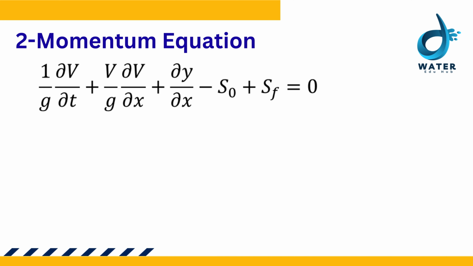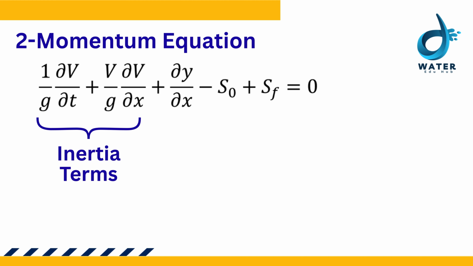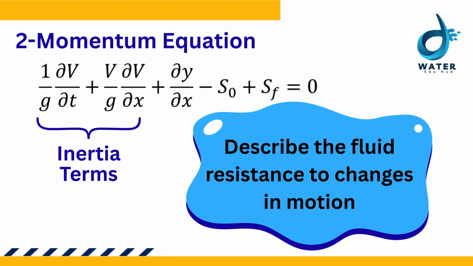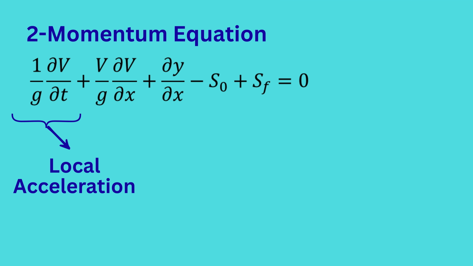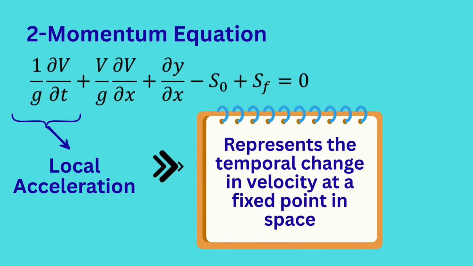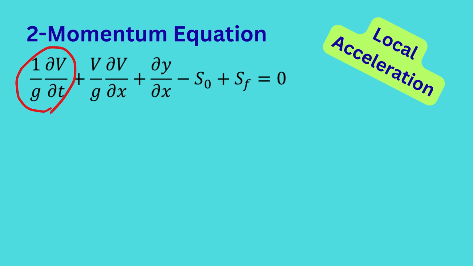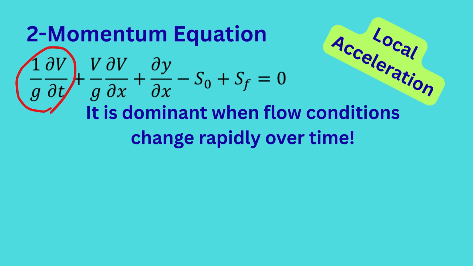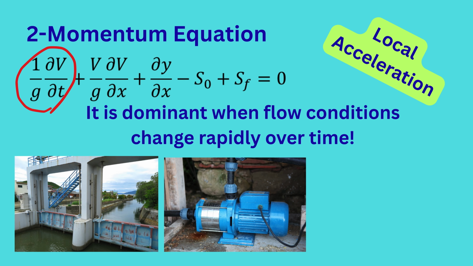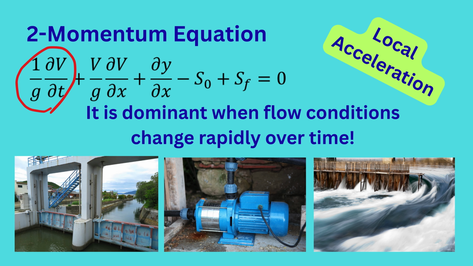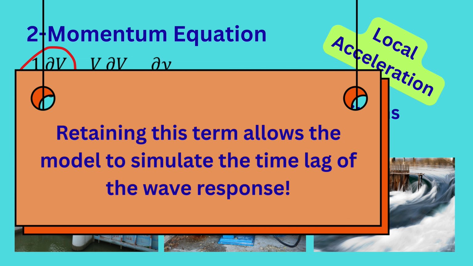First, the inertia term. The first two terms of the momentum equation constitute the inertial forces. These terms describe the resistance of the fluid mass to changes in motion. The first term, called local acceleration, represents the temporal change in velocity at a fixed point in space. It is the definition of unsteadiness and is dominant when flow conditions change rapidly over time, such as during sluice gate operation, pump startup, or the immediate aftermath of a dam break. Retaining this term allows the model to simulate the time lag of the wave response.